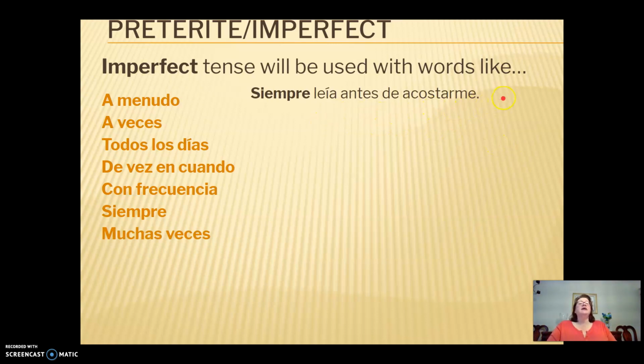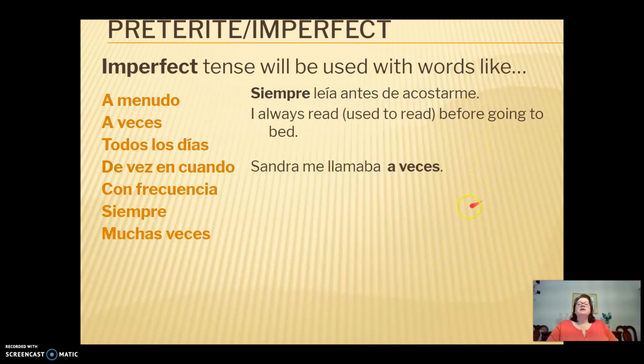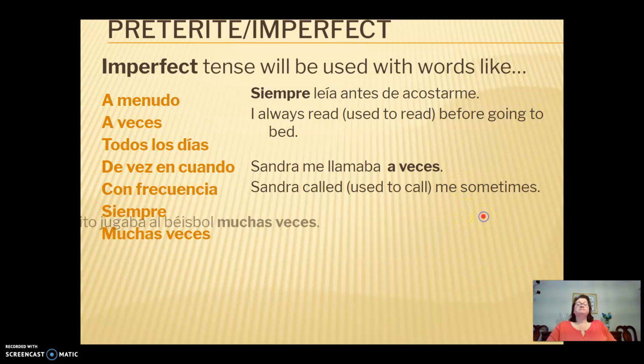Siempre leía antes de acostarme. I always used to read before going to bed. Again, it's something that happened often. I don't know how many times. Sandra me llamaba a veces. Sandra called me sometimes.